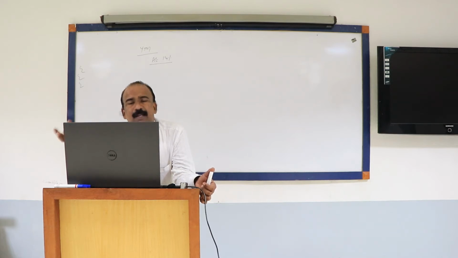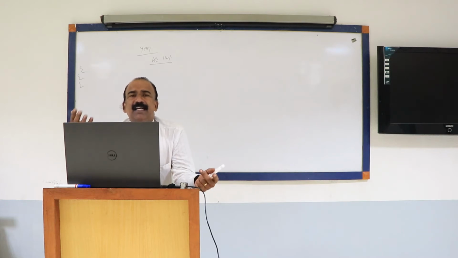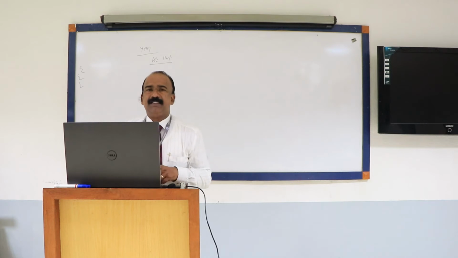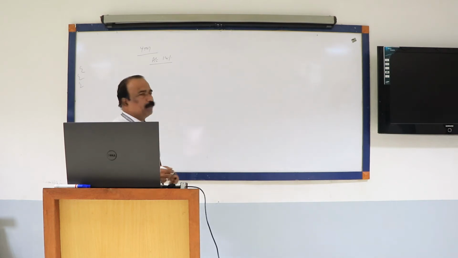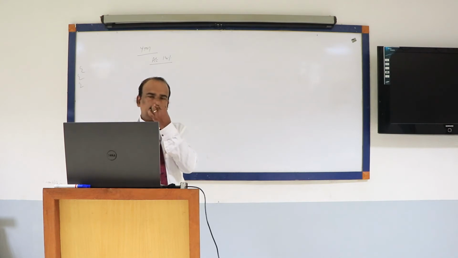Say 11%, 12%, 13%, even 16% you can take. Why not 16%? You can take it, no problem. Why not 20? You can take 20, no problem. It is a trial and error method, so you can take any percentage. Now I am just taking 14%. So at 14%, what will be the price that you calculate first?